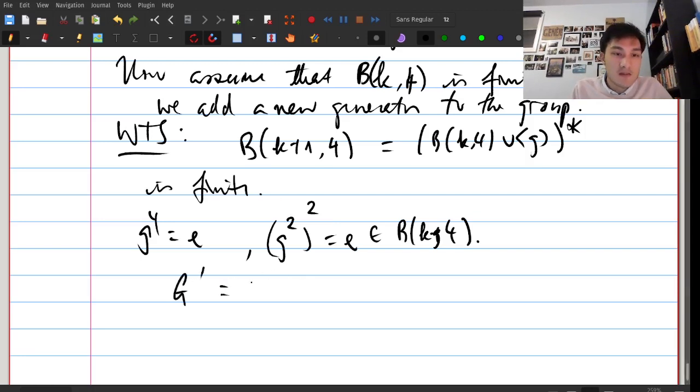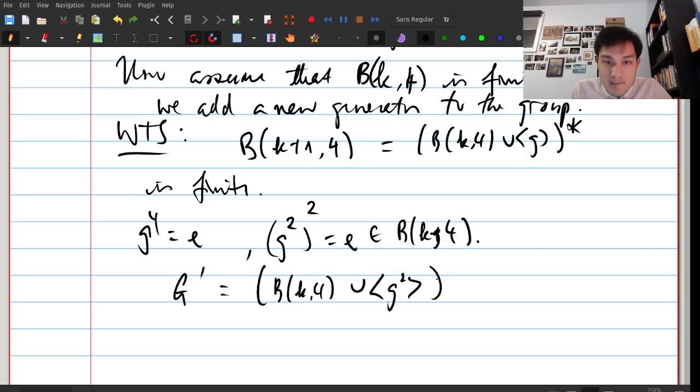So g prime equals BK4, let's write this again, BK4 union the group generated by g squared, star, is finite. Okay, and now this is finite, and now we are allowed to take g, and now it squares in this group.